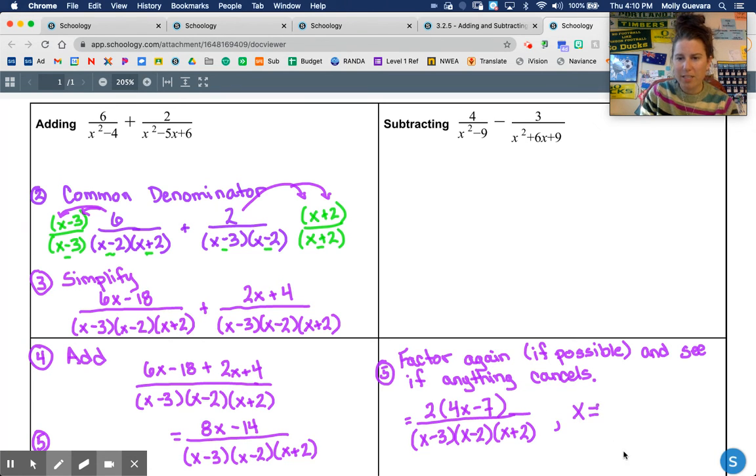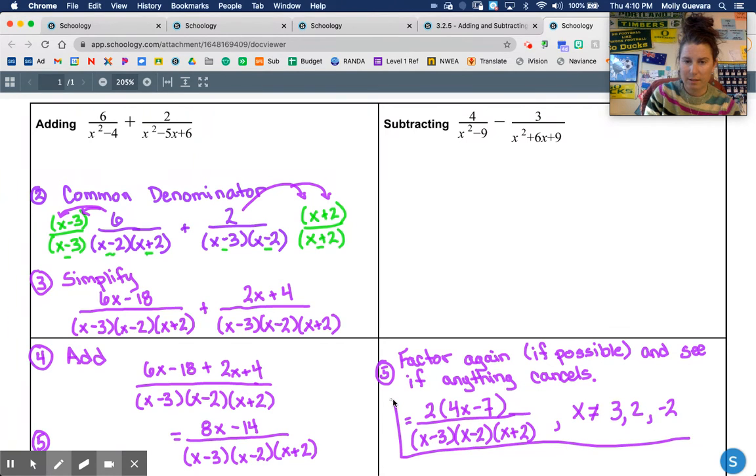And then we just can't forget to always include what values x is not allowed to equal. So here, I cannot have 3 because if I plug in 3, I'll get 0. I also cannot have 2 because if I plug in 2 here, I will get 0. And I cannot have negative 2 because if I plug in negative 2, I will get 0. Okay, and there is my answer.